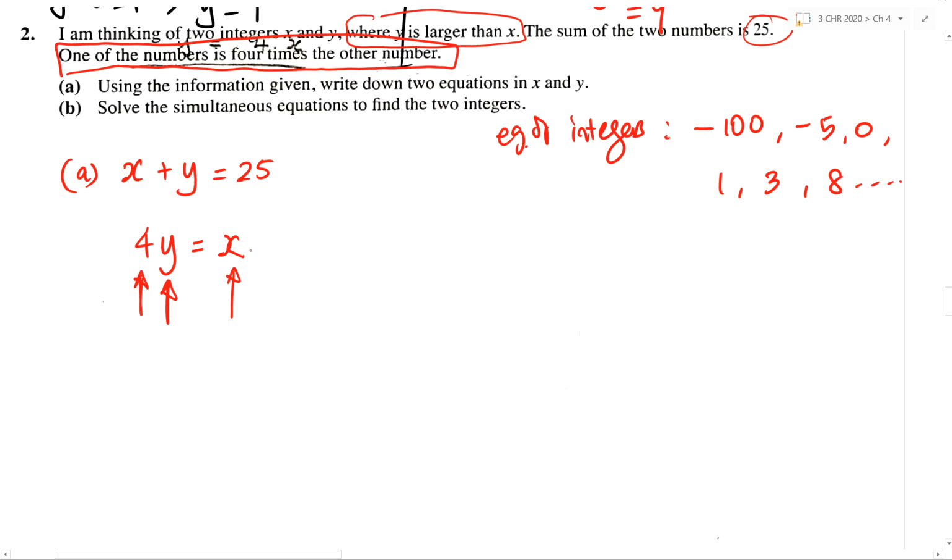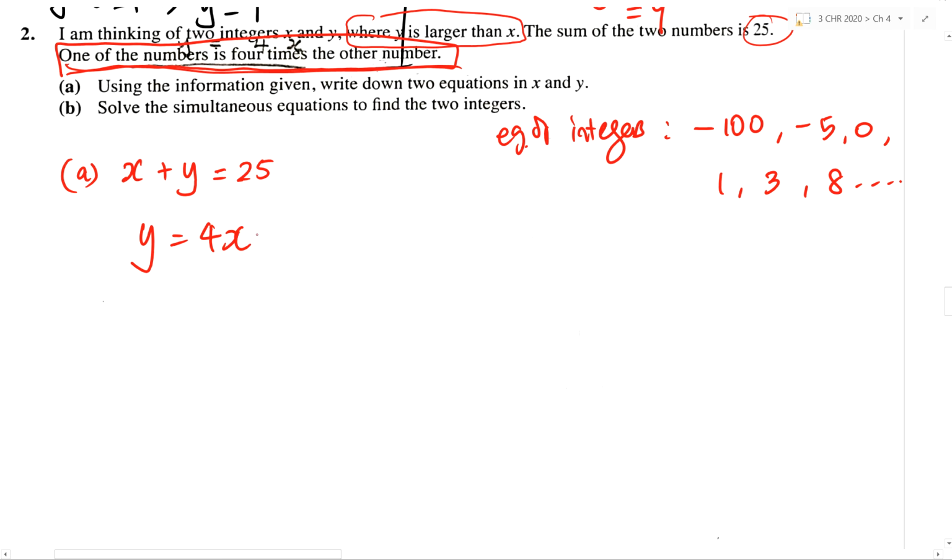But looking at this equation that you have just written, 4Y equals to X, this shows me that X is bigger than Y, because I need 4 of Y to give me 1 of X. That means X is bigger. Then it should be the other way around, right? No, we still have to use this statement over here. So we will end up with Y equals to 4X.